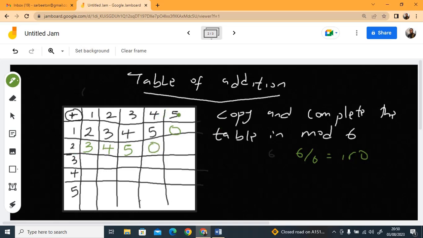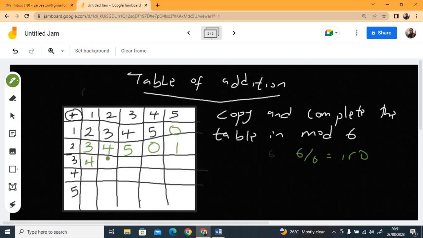2 plus 5 is 7. 6 goes in 7 is 1 remainder 1. So you write 1. Notice something: you can see that this one started from 3. So it means I can make this thing just like a Sudoku. So next one I'll move to this 4. So this one will be 4.